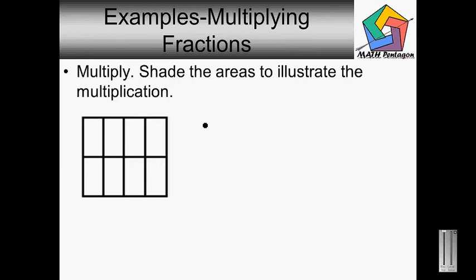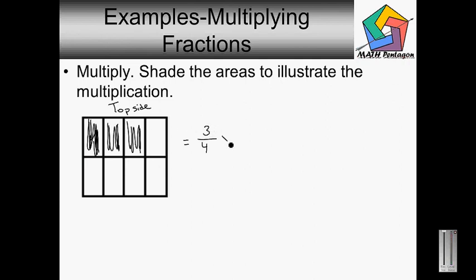Okay, we want to multiply and shade the areas to illustrate the multiplication. So let's say I shade in 3 parts here. We're going to look at the top side first. How many blocks do we have total here on the top side? 1, 2, 3, 4. So we put that as our denominator. We have 4 blocks, and we have 3 blocks that are shaded in. So it would be 3 over 4.